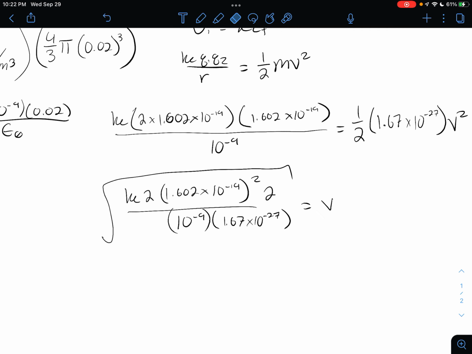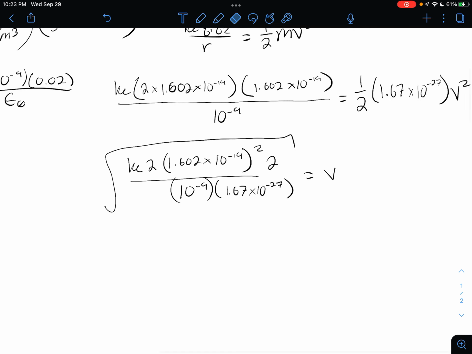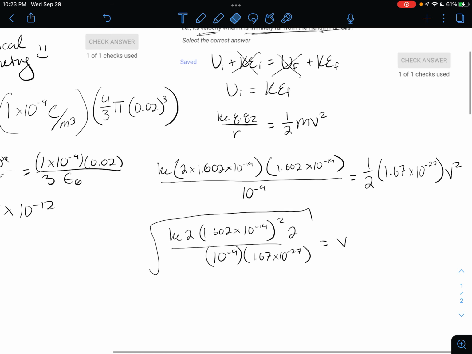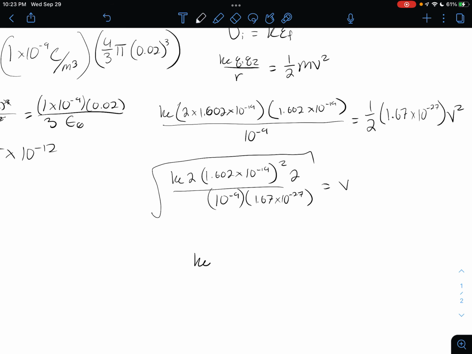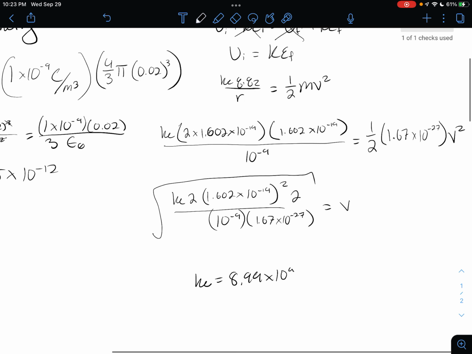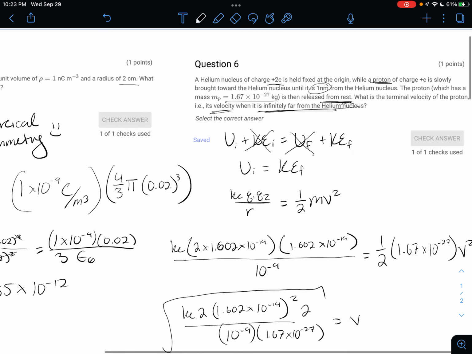That's going to give us our final velocity when it's infinitely far away from the point, because if we plug all that into your calculator, of course using Ke equals 8.99 times 10 to the 9th, that's going to give you your answer for question 6.